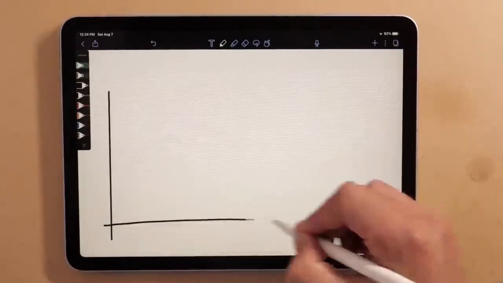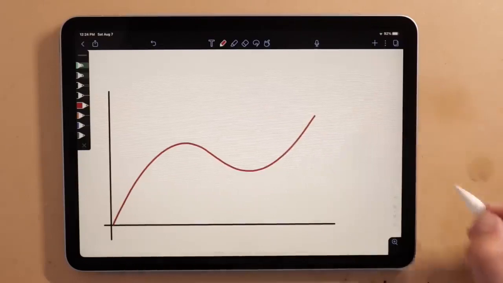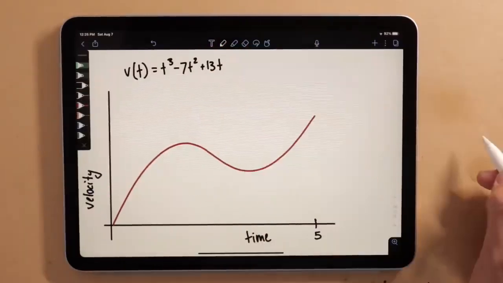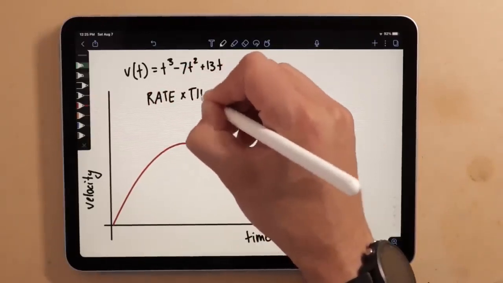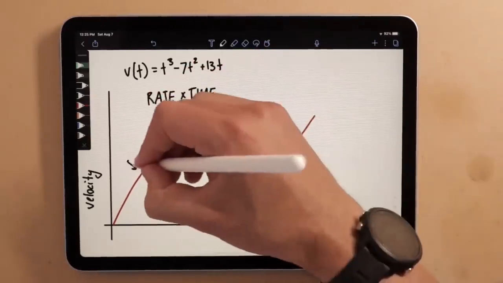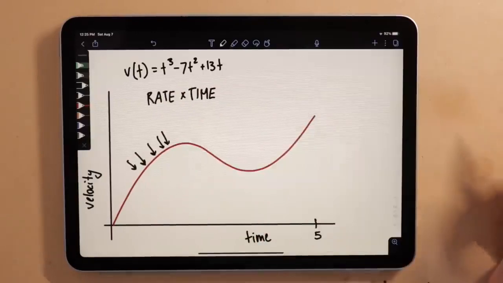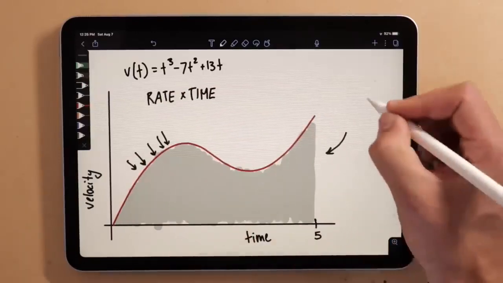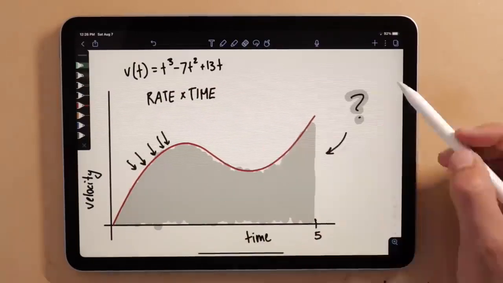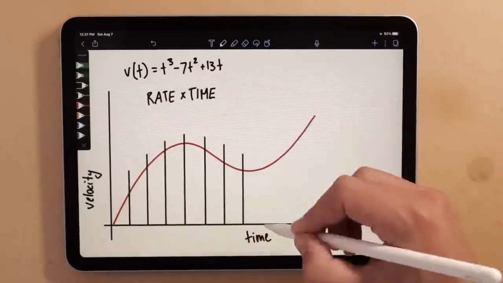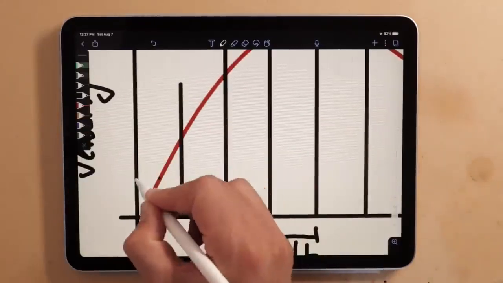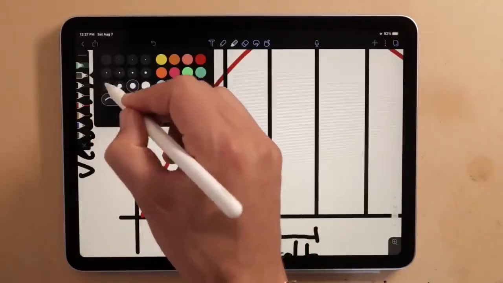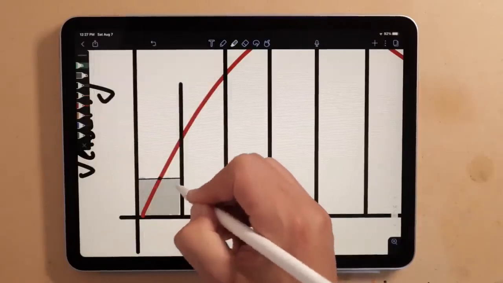Now, say our velocity function looked like this. In our first 2 examples, we solved by multiplying rate times time. But now the rate is different at every single point in time. So how do we calculate this area? Well, imagine we cut this graph into a bunch of thin slivers of size dt. With each sliver, let's take the value in the middle of the interval and do an approximate rate times time calculation with that value.